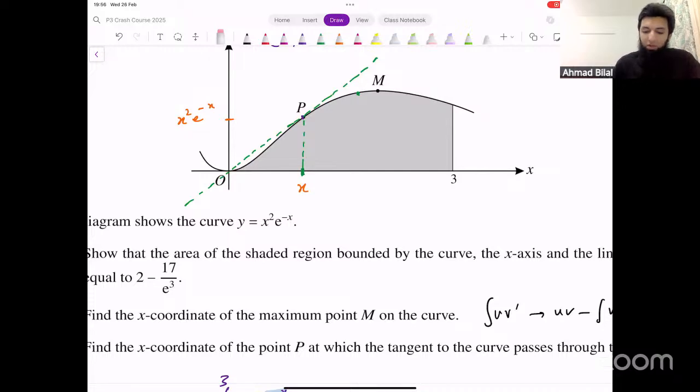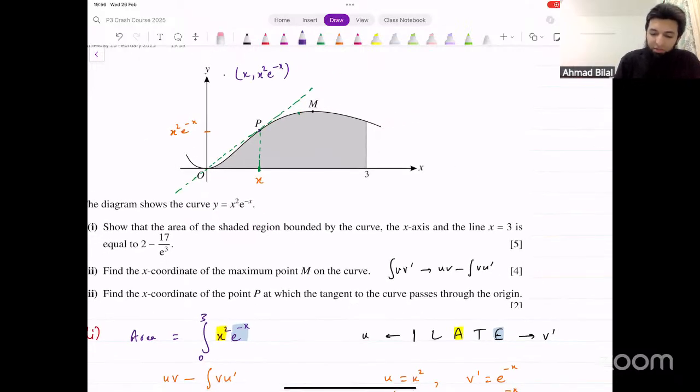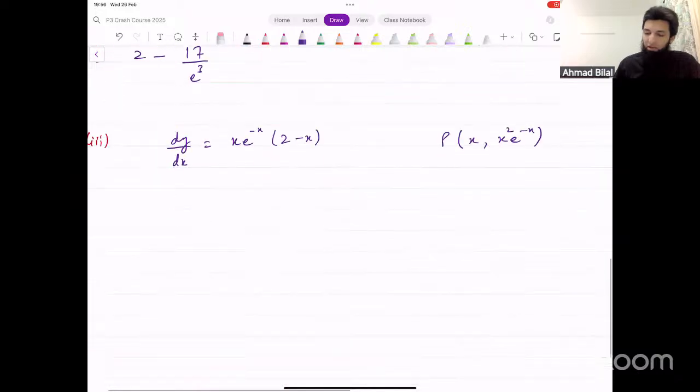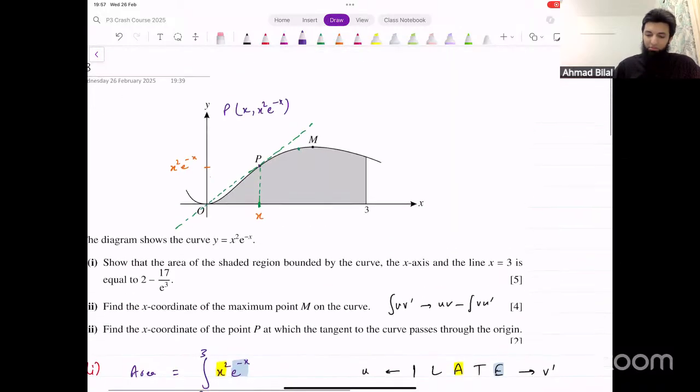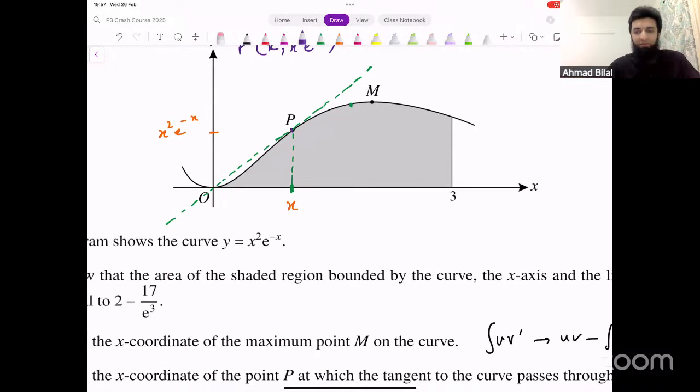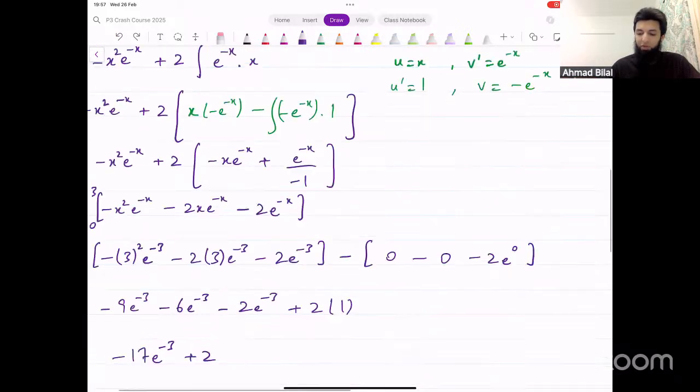Now, what are the coordinates of P that we wrote there? We said that the coordinates of P are this. What's the origin? Origin is just 0, 0. What we can do is find the gradient of the line OP. If it passes through the origin, we can find the gradient of the tangent using the gradient of the line OP. We have 2 points on the line, one is O and the other is P.